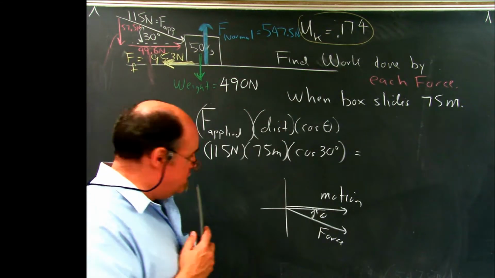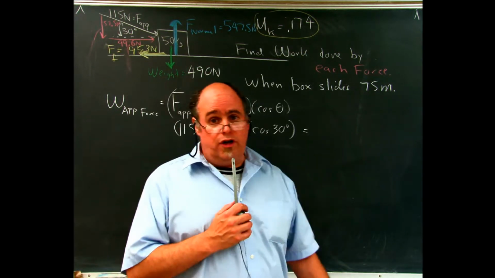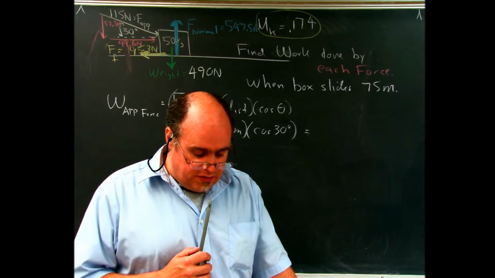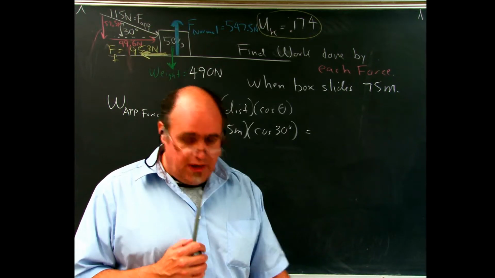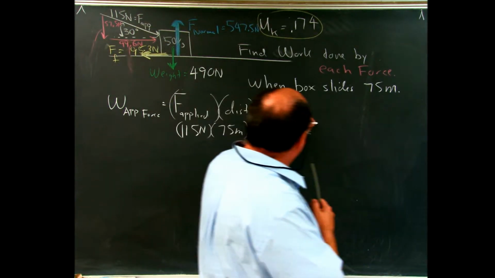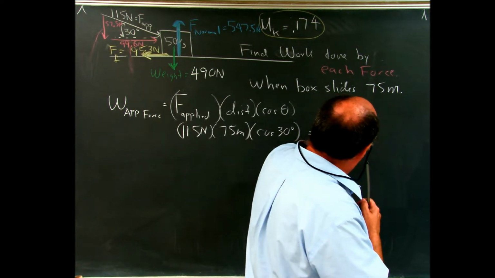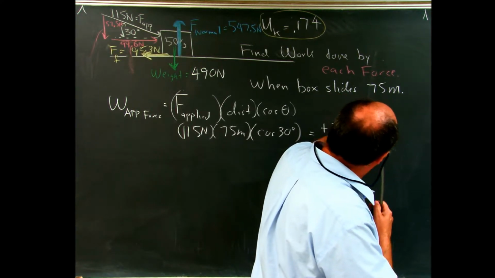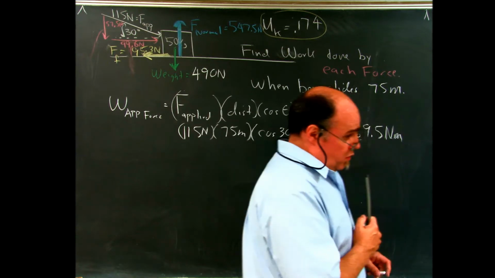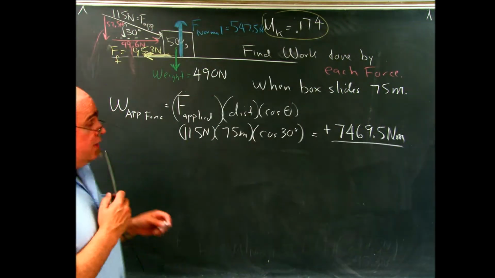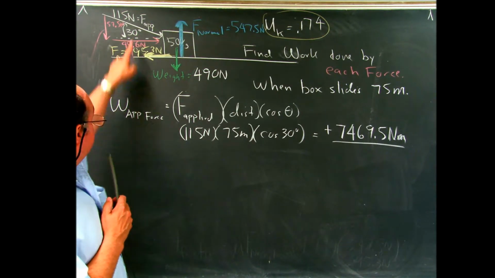Let me erase this picture here. When I do that on my calculator, it comes out to be 7,469.5. So this is a positive number, 7,469.5, and it's newton meters, or you could call it joules if you wanted to. So that's the work being done by one of those forces, the applied force.